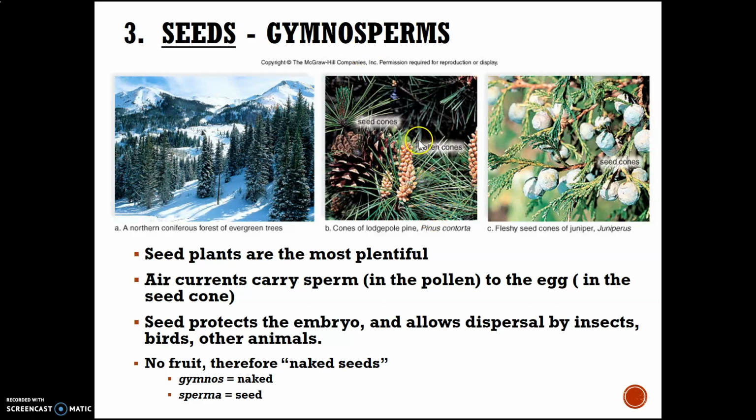So you've got two kinds of cones. There are pollen cones that will produce pollen. That pollen will be blown by the wind and fertilize the seeds inside these seed cones. The seed is designed to protect the embryo. It allows dispersal by insects, birds, or other animals. There's no fruit surrounding that seed, therefore the name gymnosperm, because gymnos means naked and sperma means seed.